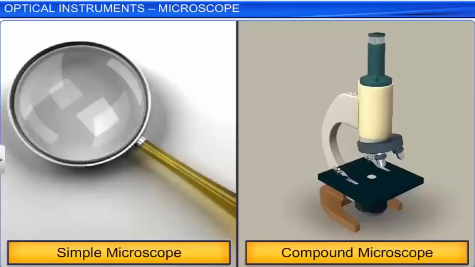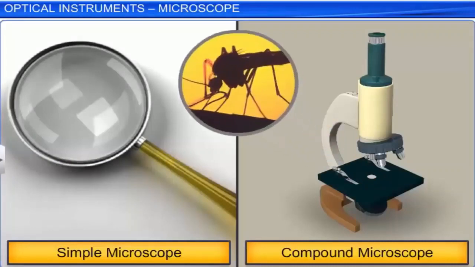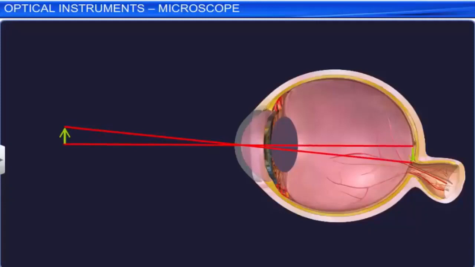The microscope is an optical instrument used to view objects of very small sizes. The apparent size of the object viewed through the microscope is many times larger than its actual size. Primarily, the apparent size of an object is determined by the size of its image on the retina, which in turn depends on the angle subtended by the object at the eye.